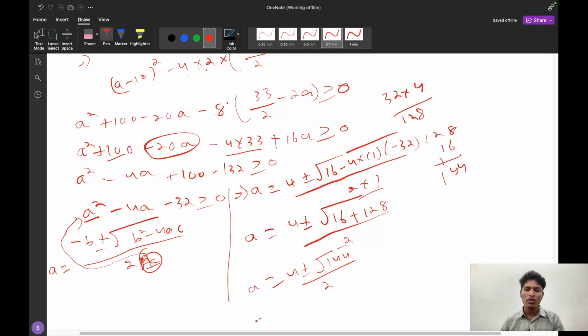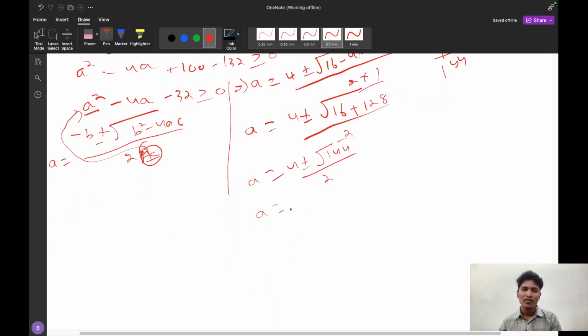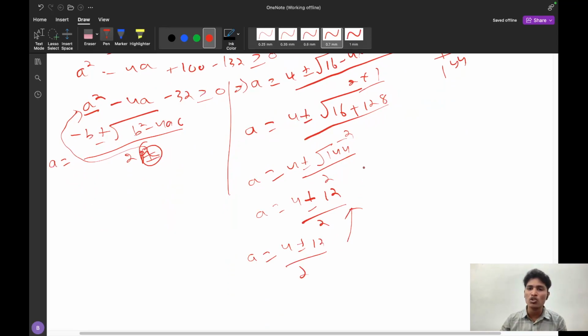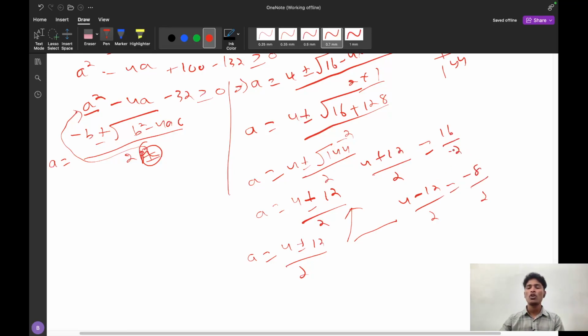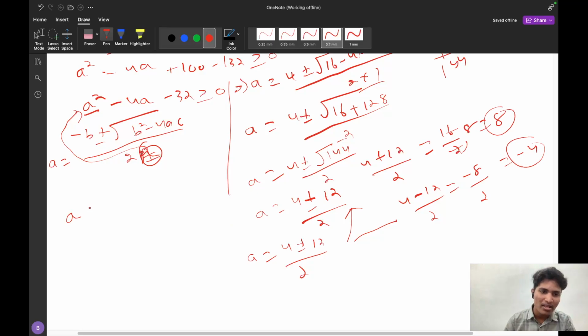Yes. So a equal to, now you have to understand, 4 plus or minus, what is under root 144? It is 12. 12 by 2. So a equal to 4 plus or minus 12 by 2, and 4 plus or minus 12 by 2 has two values, that is 4 plus 12 by 2 has one value and another value 4 minus 12 divided by 2. So what is 4 plus 12 by 2? It is 16 by 2. Here it is minus 8 by 2. So here you got 8 as answer. Here you got minus 4 as answer. These two are the values of a. A equal to 8, a equal to minus 4.